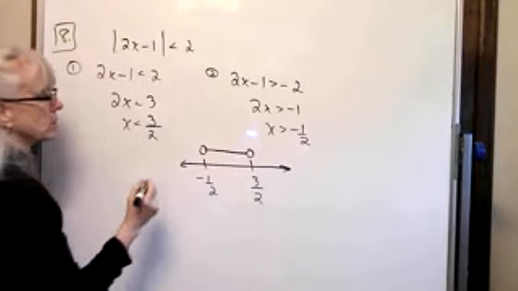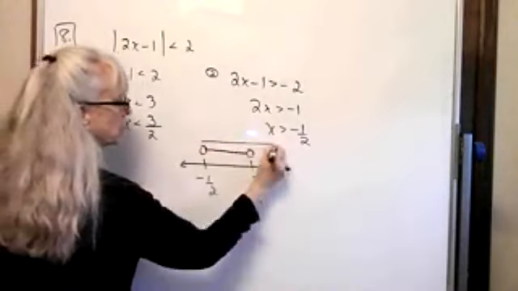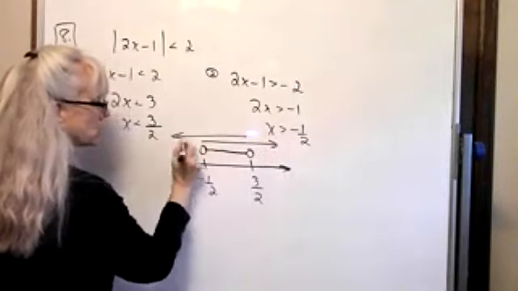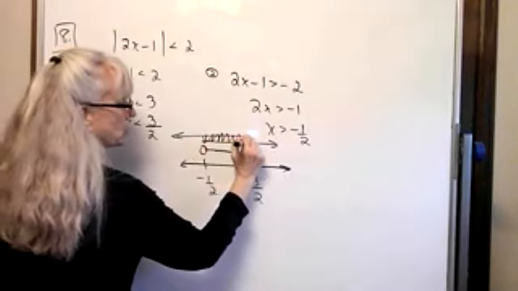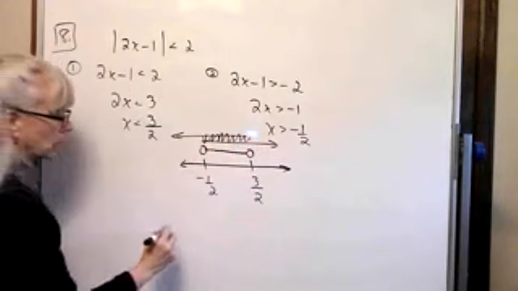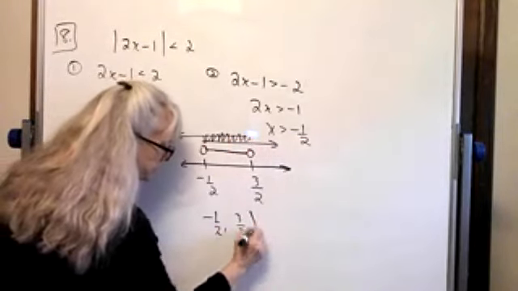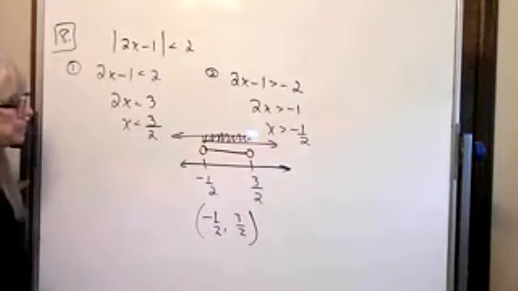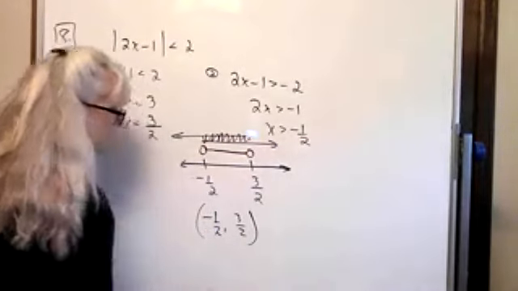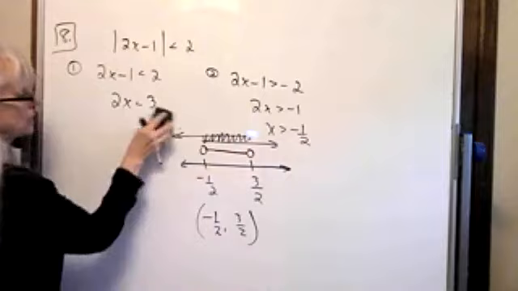What we're really doing is we're looking for the overlap. This one would be going this direction. This one's going this direction. And the overlap occurs between the two. That's what we're looking for. We're going from negative 1/2 to 3/2. And here's our answer. These are the numbers that satisfy both inequalities.